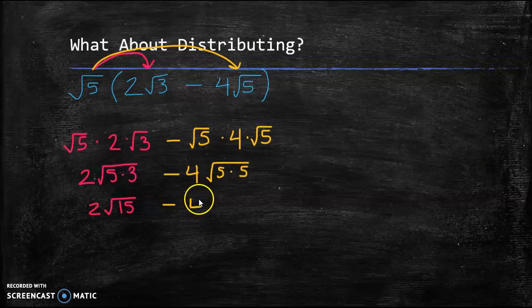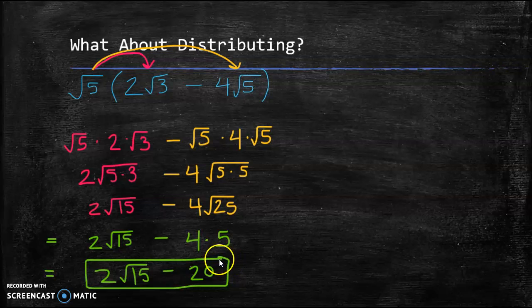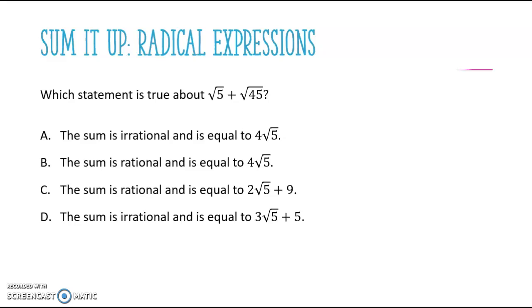But I'll show you that the long way here. 5 times 5 is 25. And I know that 25 works out to have a square root of 5. So when I write my final answer here, let me go ahead and just use a different color. I'm going to have 2 square roots of 15 minus 4 times 5. 4 times 5 is 20, the whole number 20. So this would be as simplified as I can possibly make this example.